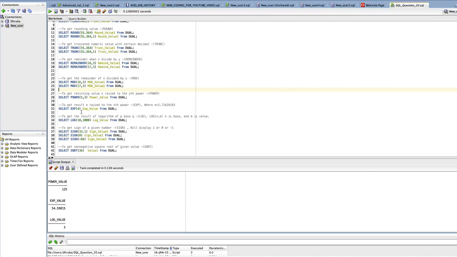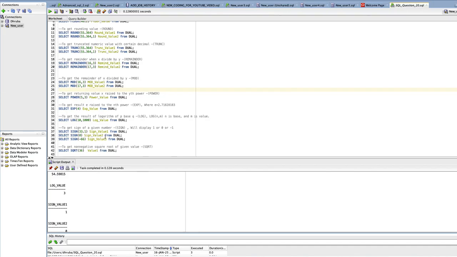Similarly, the next function is exponential. Exponential of 4, that means e to the power 4, gives the value 54.59815. The next function is log. Log of 10,1000, where 10 is the base and 1000 is the value, gives the value 3.